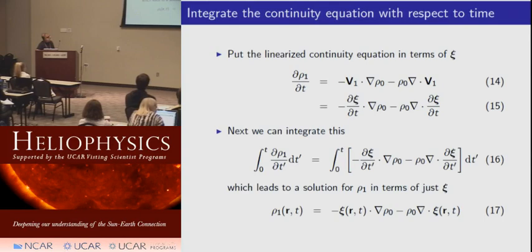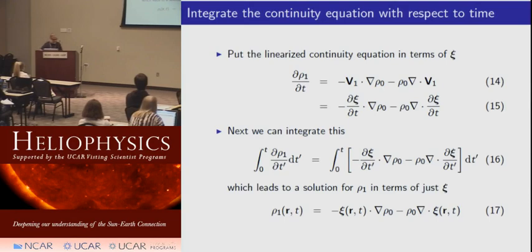Great. Now you can integrate this from 0 to t, and the right hand side from 0 to t. What do you get? Well, this is a pure differential. You get rho 1 on the left-hand side. This one becomes, because rho 0 has no dependence on time, you can take this out of the integral. This becomes zeta dot grad rho 0 minus rho 0 del dot zeta. Okay, so this equation now gives you the perturbed density purely in terms of the virtual displacement and equilibrium quantities.